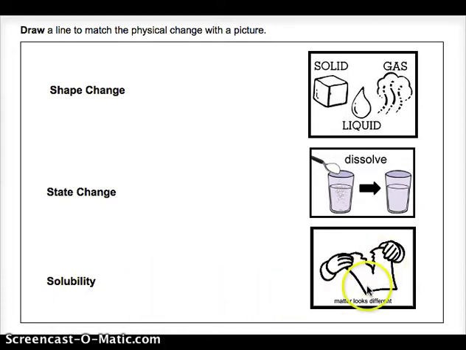The last picture says matter looks different. So it's a person ripping paper. Ripping paper. What type of change is ripping paper? Shape change, state change, or solubility? Draw your line now. Press pause to look over this section of the test. Press play when you're ready to move on.